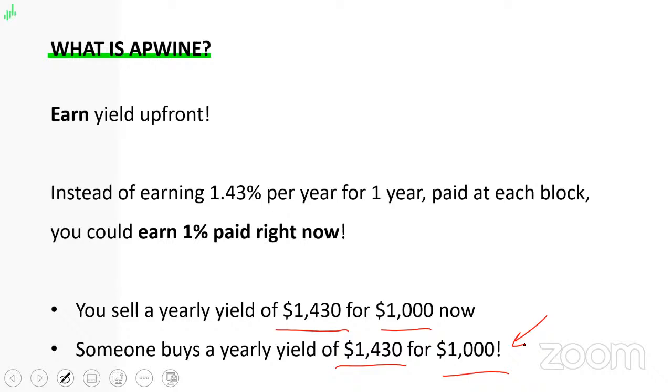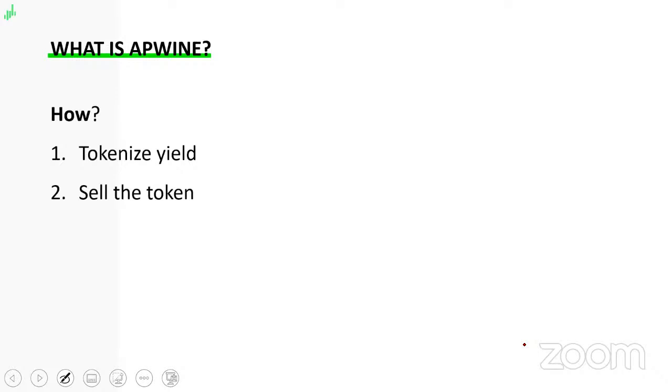So APWine doesn't work on a year-to-year basis. Basically, they work on a 3-month cohort, so we will go over it. So now that you have understood the main idea, the question is now, how does it work concretely? So the first thing you have to do is to tokenize your yield. And the second thing is to sell the yield which has been tokenized, so the token.